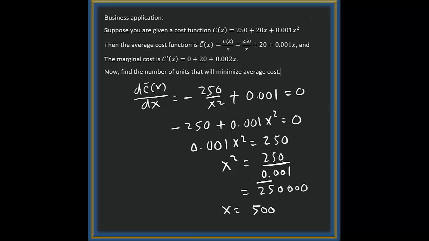Now if you go with the line test, you have 500 here, and then if you take the test points here, say 100, and on this side 600, when you plug in these, you will see that the derivative is negative here, and then positive. That means your graph is going down, then it's going up. So at 500, your cost will be minimum. That is the minimum average cost, and we are done.